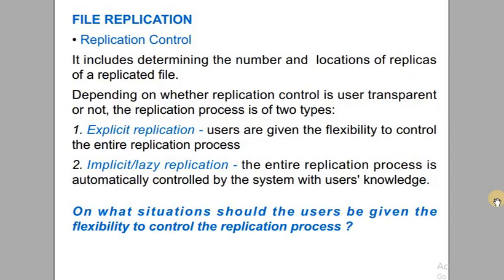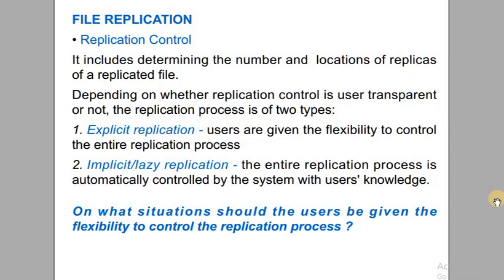So in what situations should the user be given the flexibility to control the replication factor? It's a question I'm throwing to you. Just think about it. Because if the user is given the power to change the replication number, then he or she may give a very high number, and it may cause a lot of problems rather than providing solutions. Because if you have multiple replicas, then if you make a change somewhere, you have to make changes everywhere, in all the replicas.